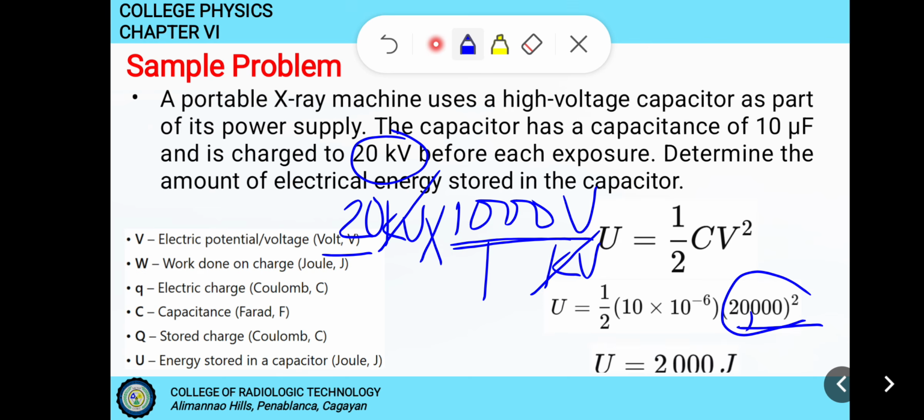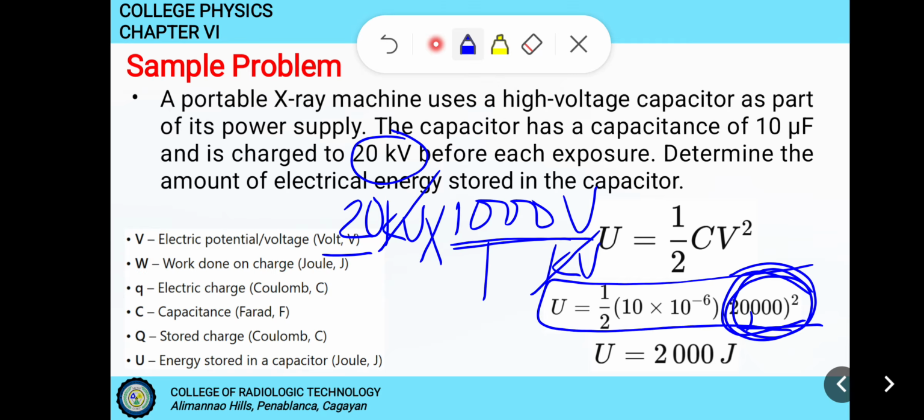Okay, squared pa po natin yan, class. That will give us, dalawang beses po natin i-multiply si 20,000 sa kanyang sarili, class. Okay? So, we can now get the answer if we multiply 0.5 times 10 times 10 raised to negative 6, and then we can also have 20,000 squared here. Okay? And so that will give us the energy stored in a capacitor in joule is 2,000.